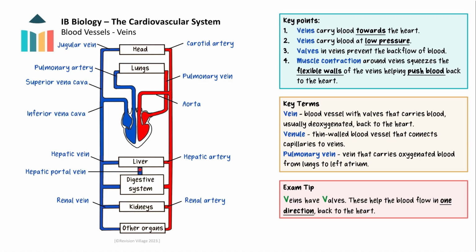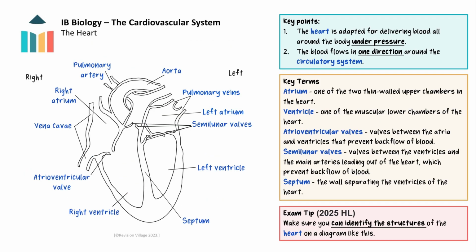This blood vessel here is different to the others. This is the hepatic portal vein. This has a capillary bed at both ends, as it carries blood from the digestive system to the liver for it to be processed. Now that we have looked at the blood vessels, let's look at the heart.